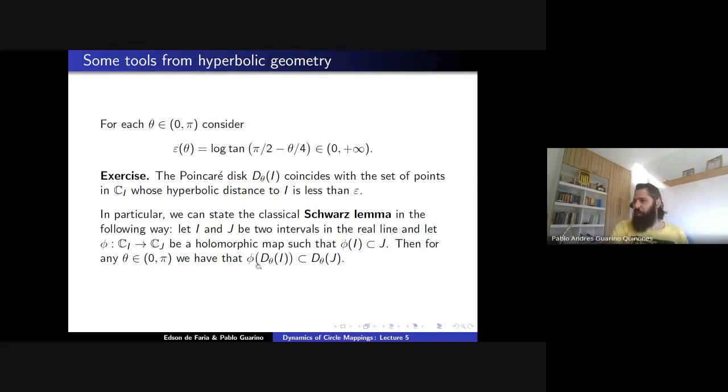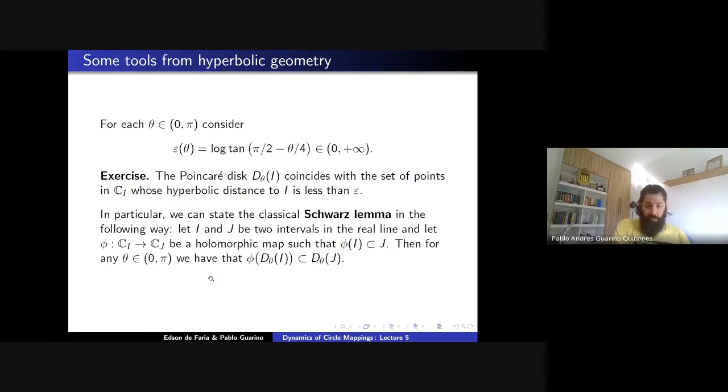Then for any Poincaré disk, meaning for any angle theta that you take, you have the following inclusion. Phi of this Poincaré disk is contained inside the corresponding Poincaré disk around the interval J with the same angle. So the important part here is that this theta is the same as this one. You map your Poincaré disk, you get some shape. It's not a Poincaré disk, but it's inside the corresponding Poincaré disk with the same angle, okay? This is the Schwarz inclusion that you get from the standard Schwarz lemma.